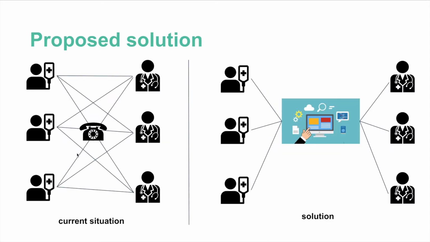Let's see the bottleneck of current situation. Based on the phone, it means that one patient can only communicate with one doctor at the same time. So it means if one patient wants to get all the information about the doctors, he needs to make many calls. But our solution is create a website. The doctors can put their information and available time on our website, and the patient can view this information and choose their favorite doctors and make a decision just like you buy something on Amazon.